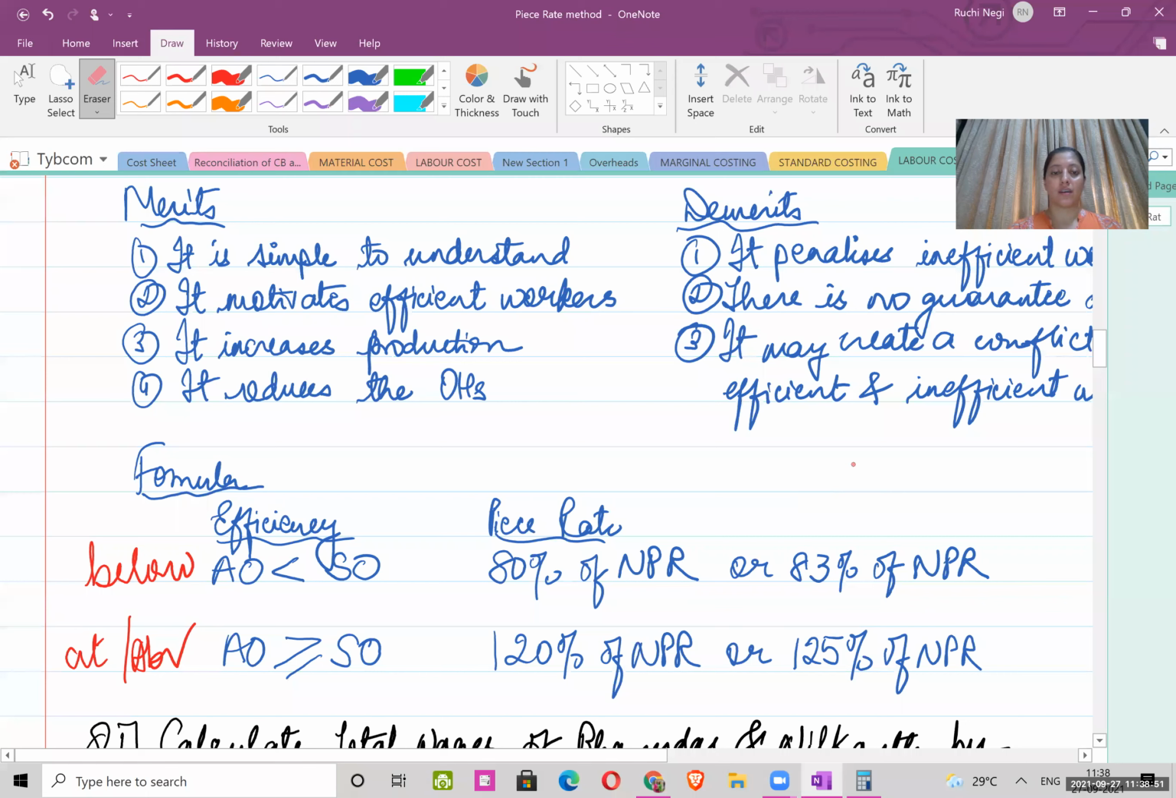It has been revised. The efficiency percentage has been revised. That is why 83% of NPR. Somebody takes it as 83.333333% of NPR also. So avoid the decimal difference.